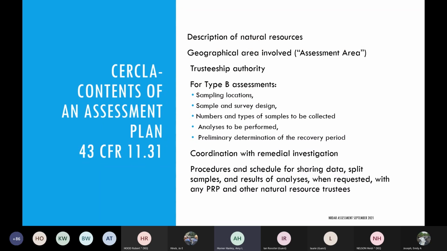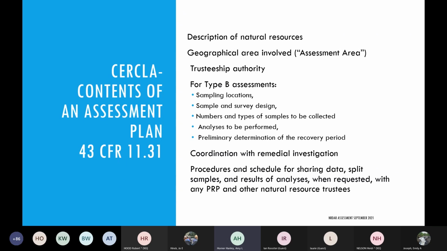So the practice tip for an assessment plan in the CERCLA context that I've seen a lot is you have an overarching assessment plan that gives this broad information that tells the public, hey, this is the area we're looking at. We're looking at these types of substances. We're looking at these types of resources. These are some of the methodologies that we're considering using. And then you can tier off that with specific studies that you're going to do.